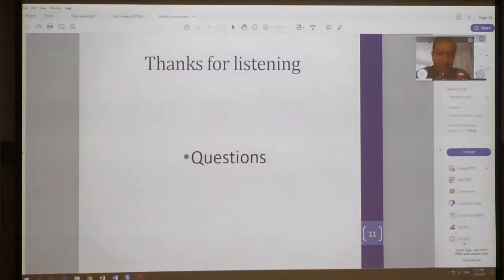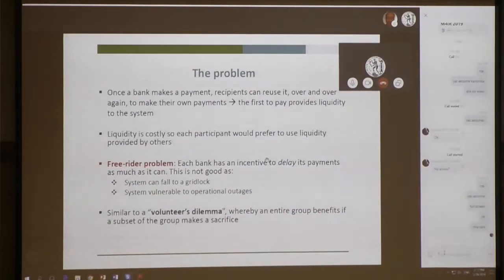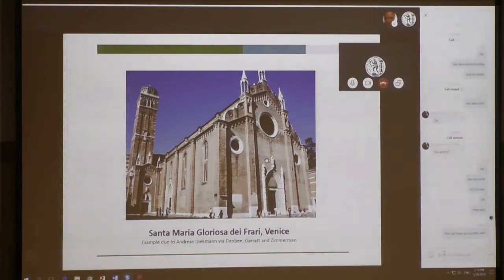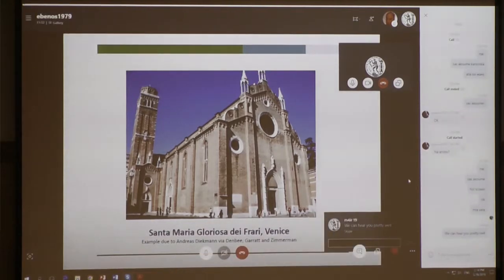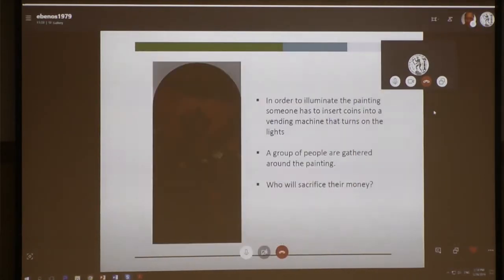So let me give you my favorite example of a volunteer's dilemma that basically characterizes what's going on here. This is a beautiful church in Venice, Italy, Santa Maria Gloriosa dei Frari. Here's what's nice about this church. If you go inside this church, there's a painting in one of the corners of the church. It's a nice painting, but it's in a dark corner, so you can't really see it very well.